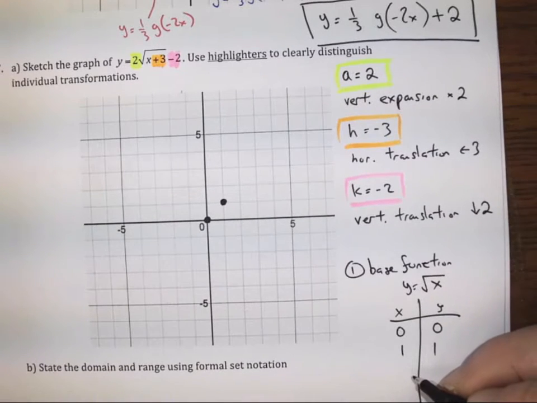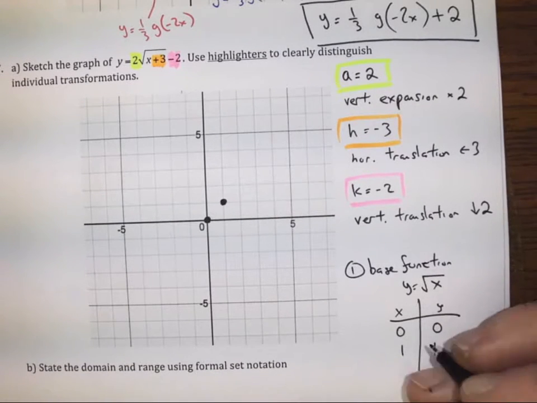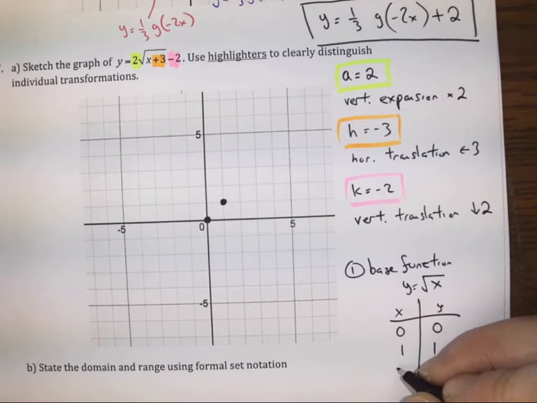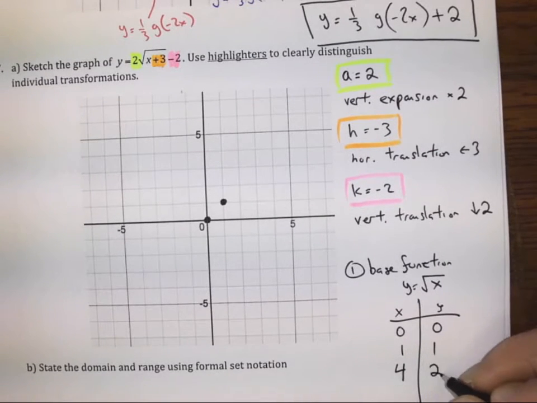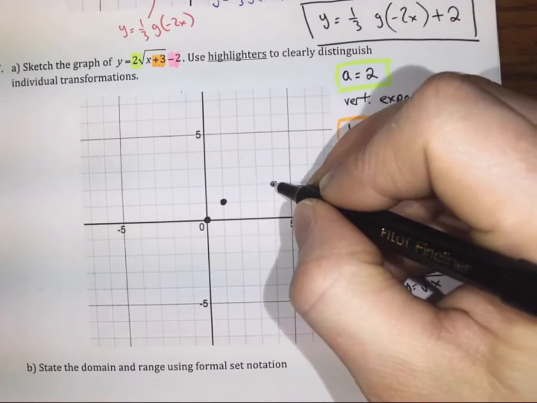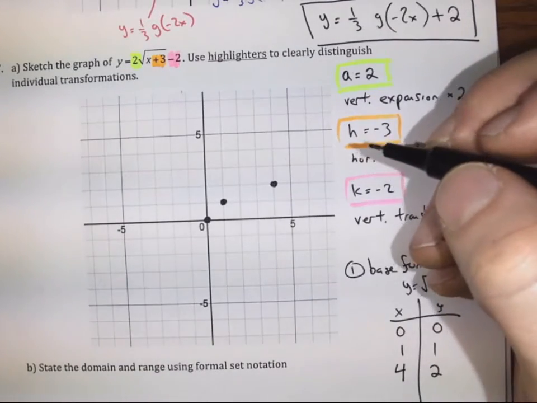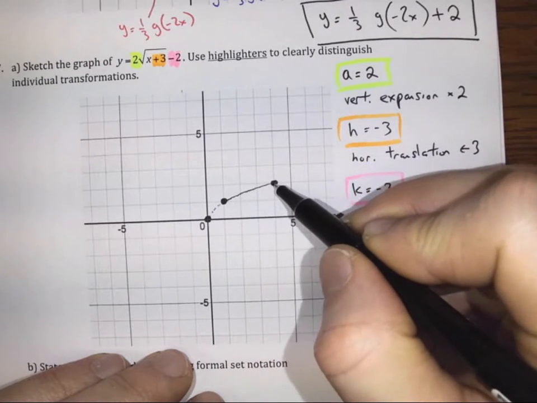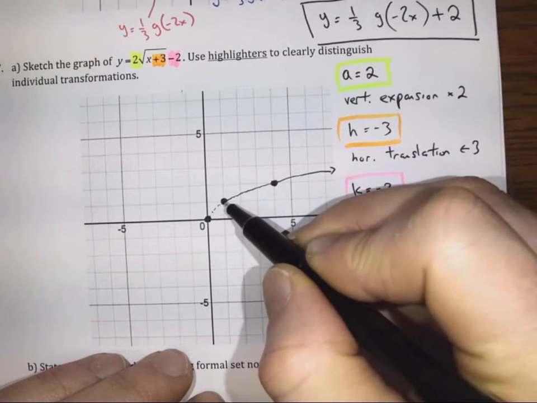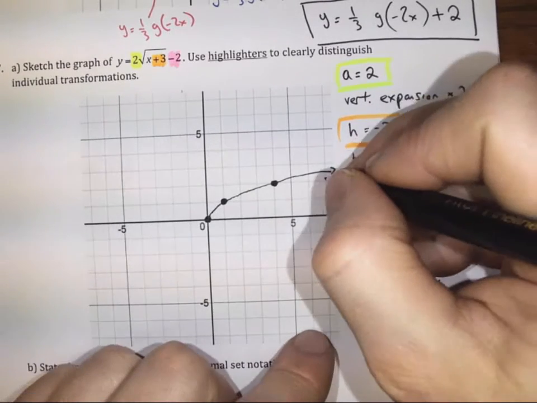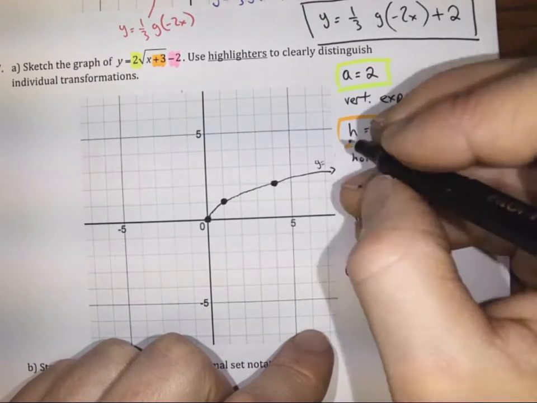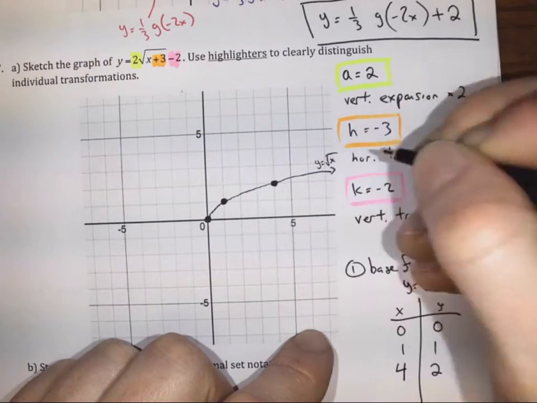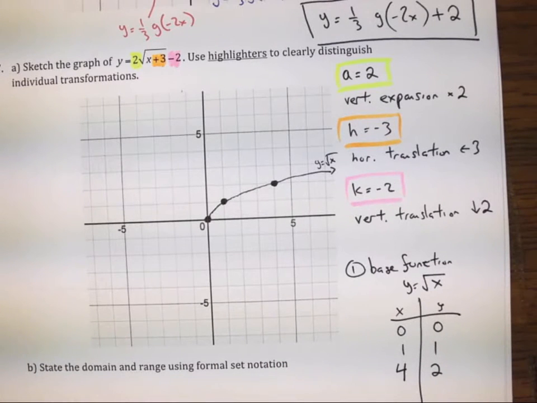And now I'm square rooting, so I probably want to choose numbers for x that I can square root. So I'm actually going to choose 4. I'm going to skip some. Square root of 4 is 2. So when x is 4, y is 2. By now, maybe this graph is starting to come back to you a little bit. Okay, so there's our function. And that's the function y equals root x. That's our base function, what we call that.